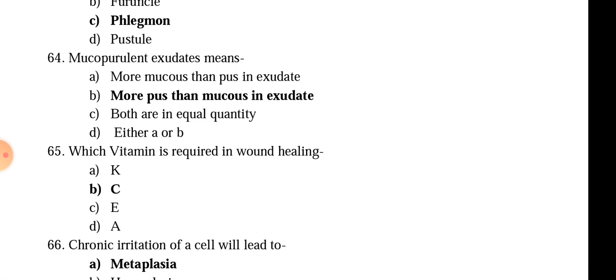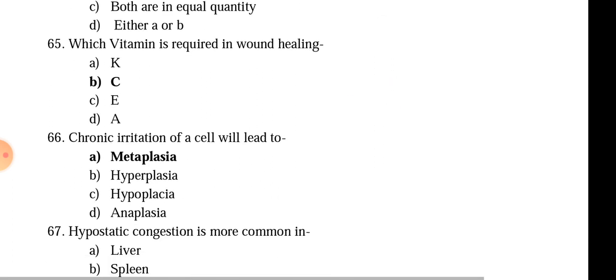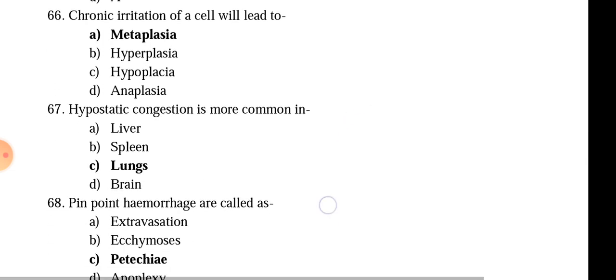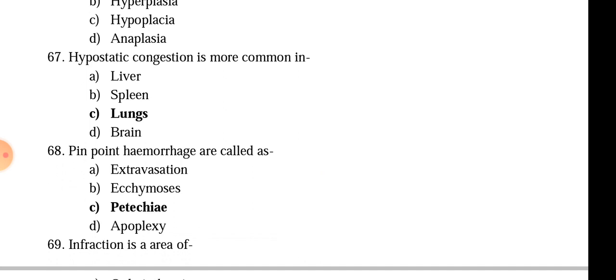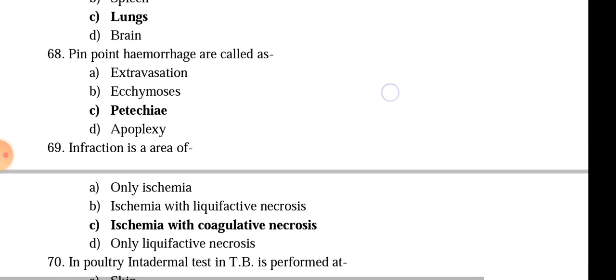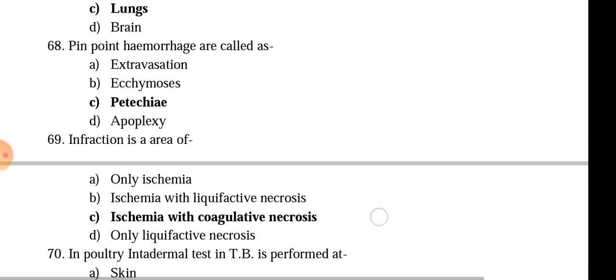Chronic irritation of the cell wall leads to metaplasia. Hypostatic congestion is more common in the lungs. Pinpoint hemorrhages are called petechial hemorrhages. They are observed in Newcastle disease at the proventriculus. Infarction is an area of ischemia with coagulative necrosis.